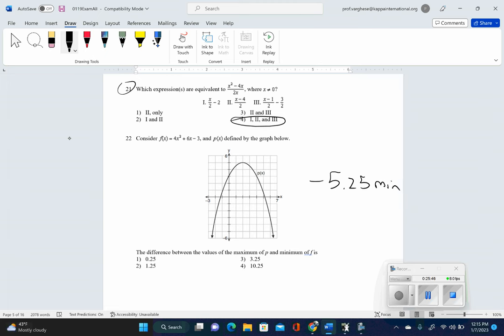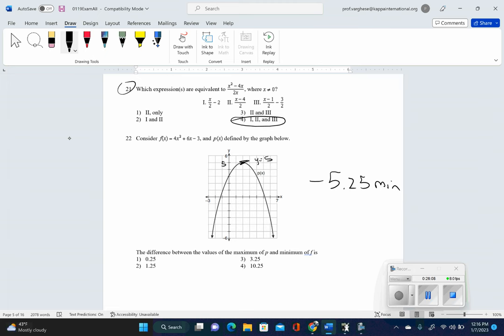And then it says the maximum of P. So the maximum of P is going to be the highest point, which it looks like. This is the max, right? If this is 6, then this number right here has to be 5, 4, 3, 2, 1. Let's check that. Yep. So this max here is where y is equal to 5.